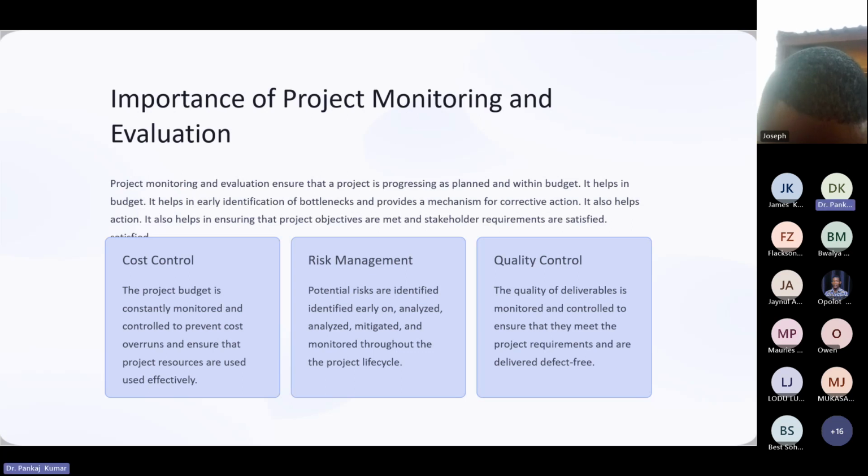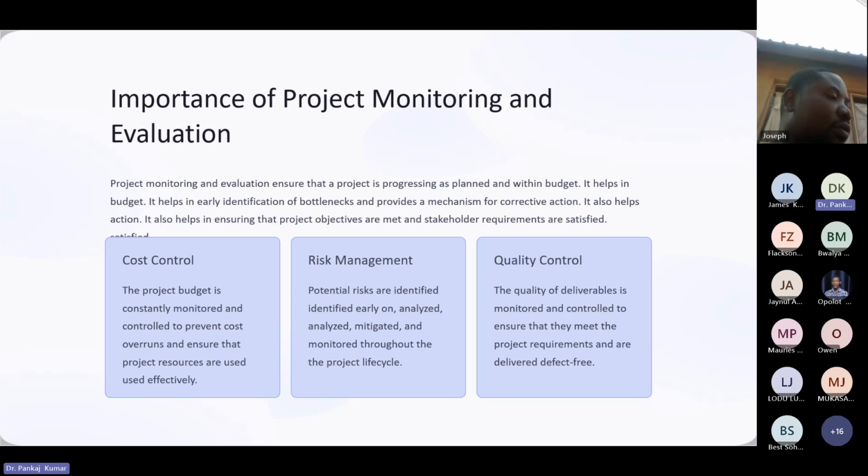Cost control, how we can control the cost of a project. Monitoring and evaluation of a project budget is a critical aspect of project management. This process helps ensure that the project remains on track financially, preventing cost overruns and ensuring efficient resource allocation. Here are key points about the importance of monitoring and controlling the project budget.